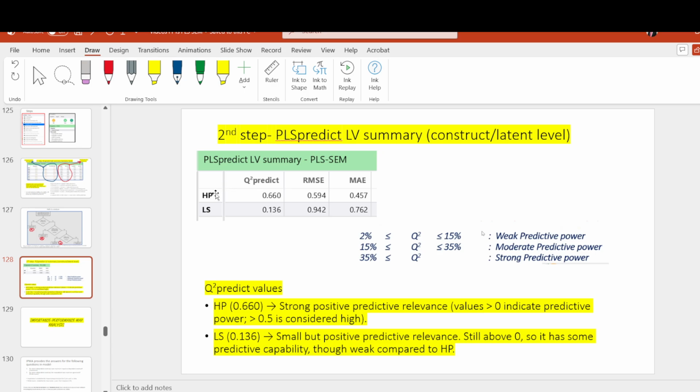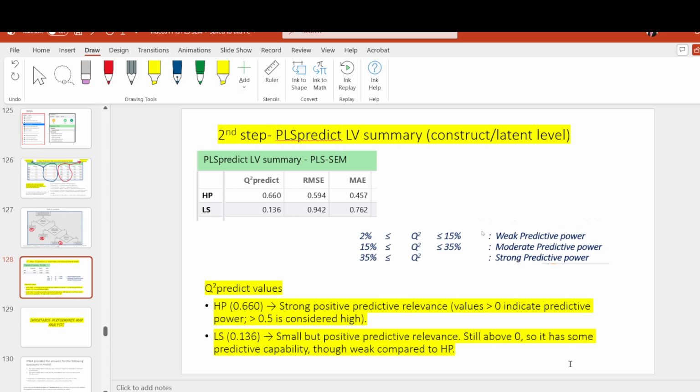So in our case, for the happiness construct, it is 0.660. So it indicates strong positive predictive relevance. Values greater than 0 indicate predictive power, and if it is greater than 0.5, it is considered high. And for the LS life satisfaction, the value is 0.136. It indicates small but positive predictive relevance, still above 0. So it has some predictive capability, though weak compared to happiness.